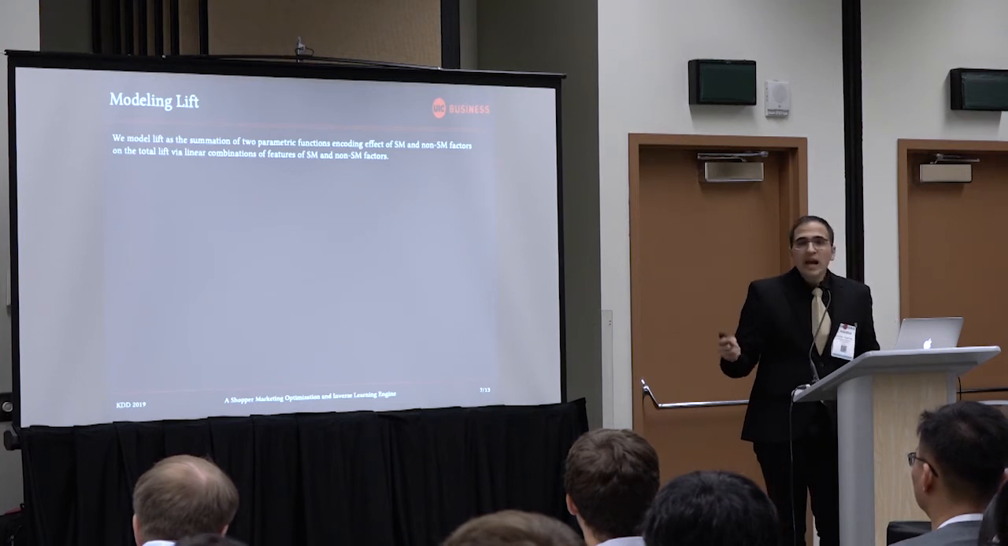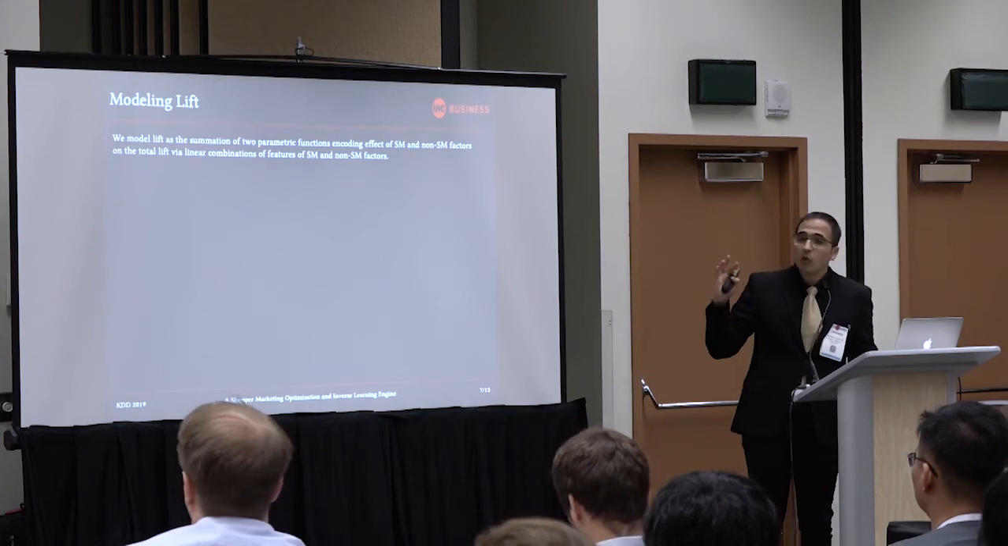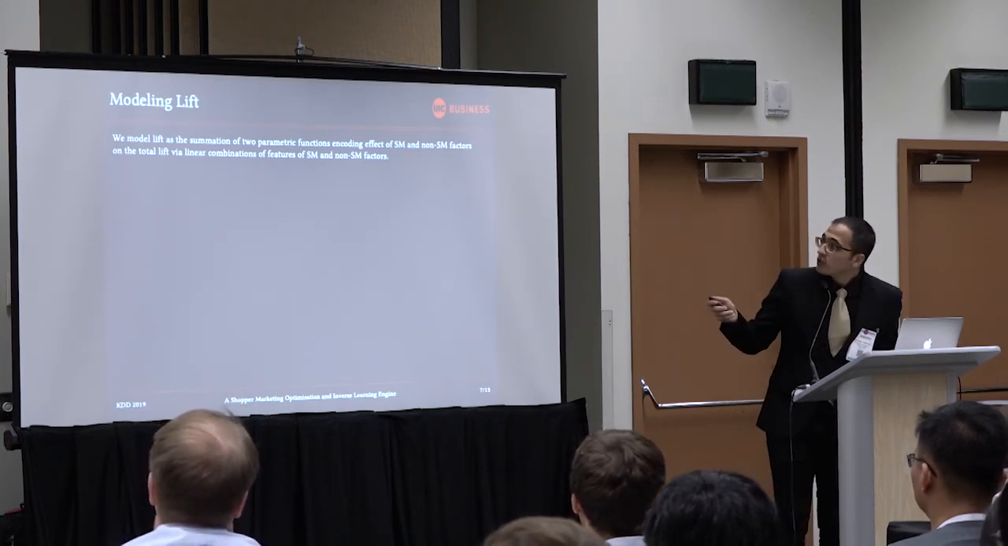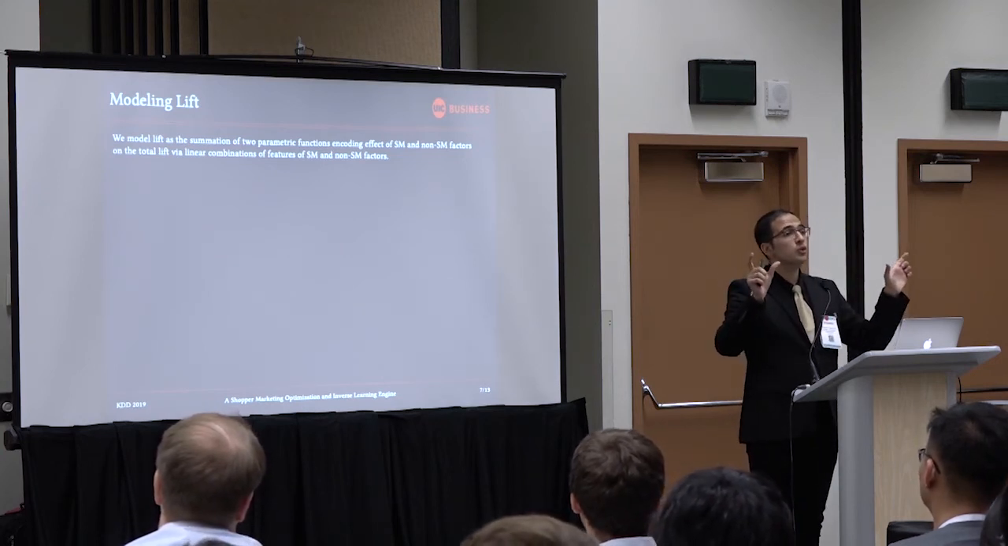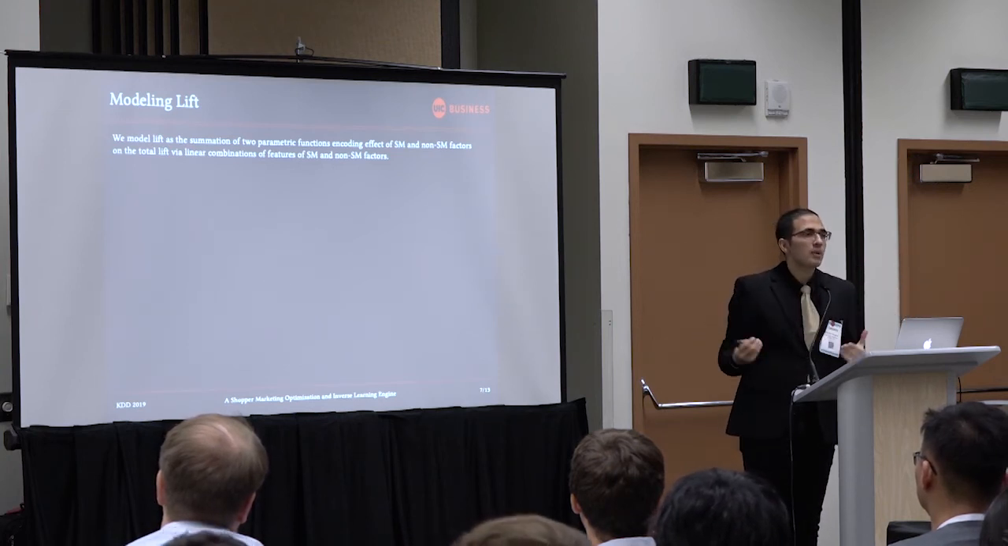Okay, so now I have given you a big picture about these mirror images. Let me go to the details of our approach. In our approach, we need to model the lift. Our lift consists of a summation of two parametric functions. The first one is due to the shopper marketing effect. The second part is the non-shopper marketing effect.